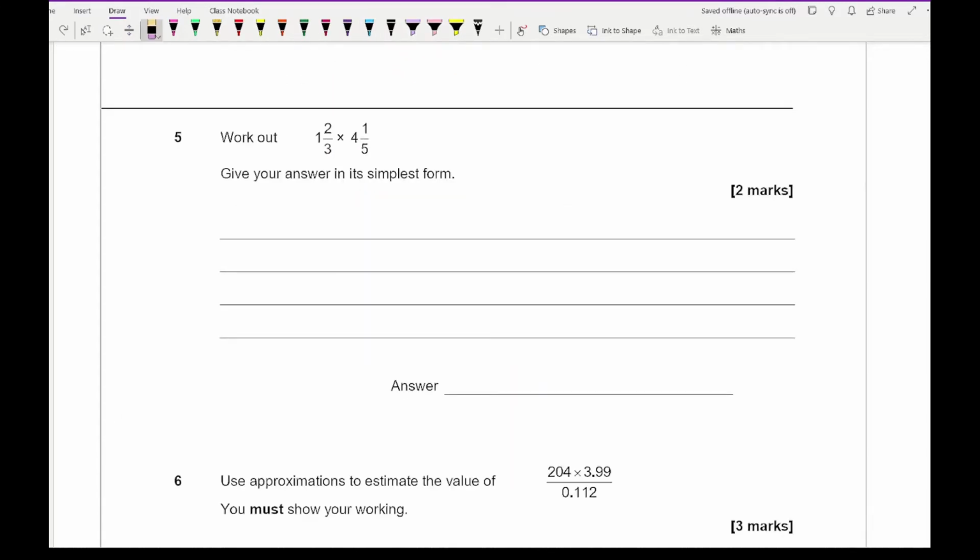So moving on to question 5, it says work out 1 2/3 times 4 1/5 and give your answer in its simplest form. So for this what we need to do is first of all convert these two fractions into improper fractions, and we do that by multiplying the big number by the bottom, adding it to the top, and the bottom number stays the same. So 1 times 3 is 3, plus 2 is 5, so it's 5 over 3, times 4 times 5, which is 20, plus 1 is 21 over 5. Now from this we can then simplify, and again you can either do the multiplication and then simplify, it's entirely up to you. So the 5's cancel and the 3 cancels, in which we just get an answer of 7.